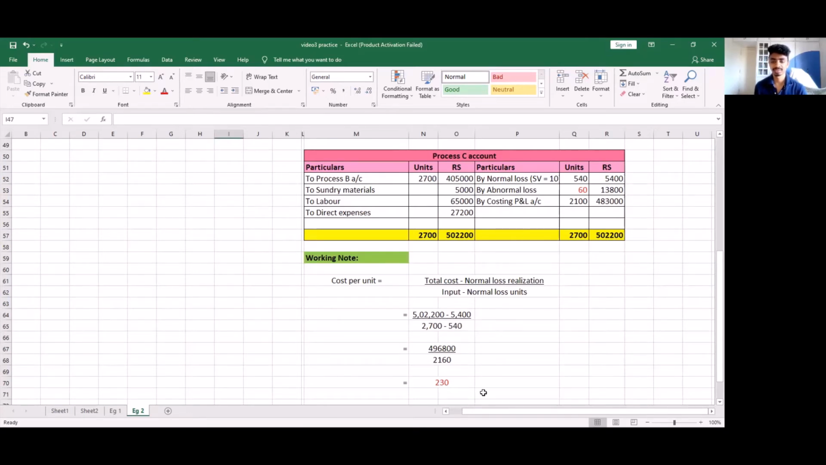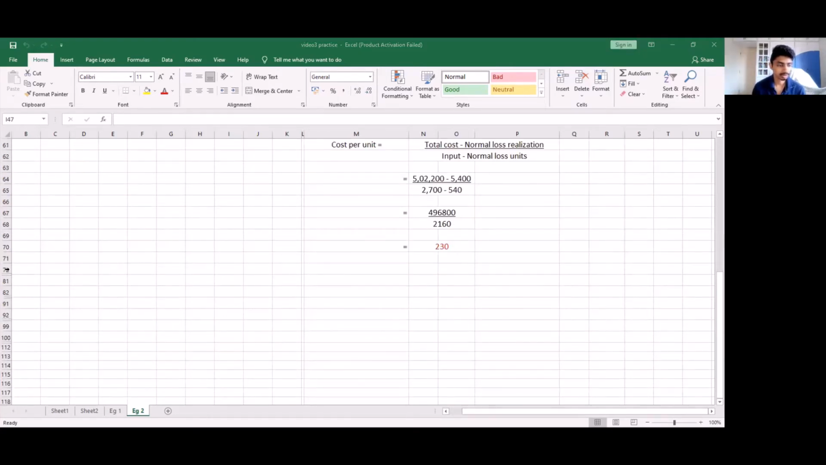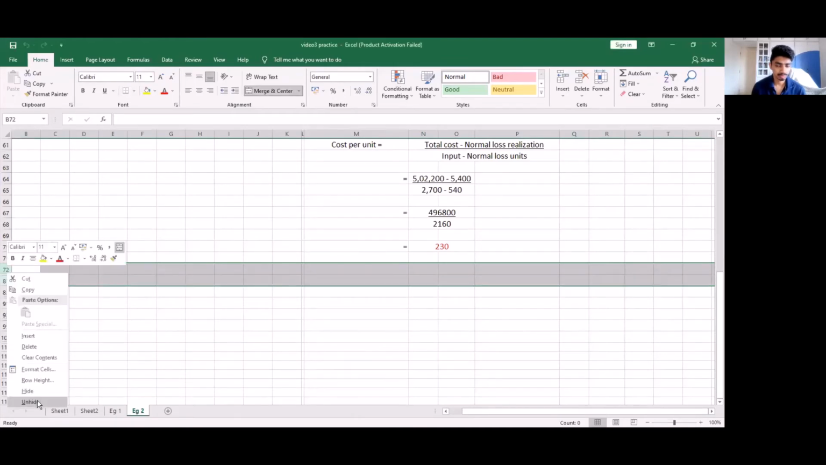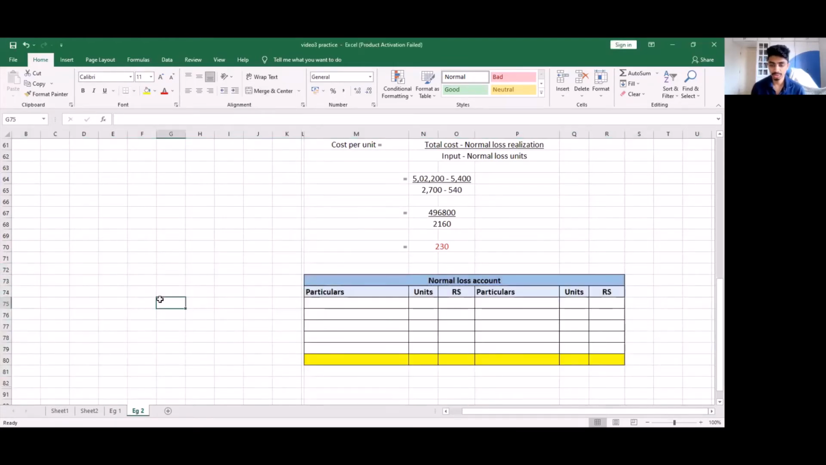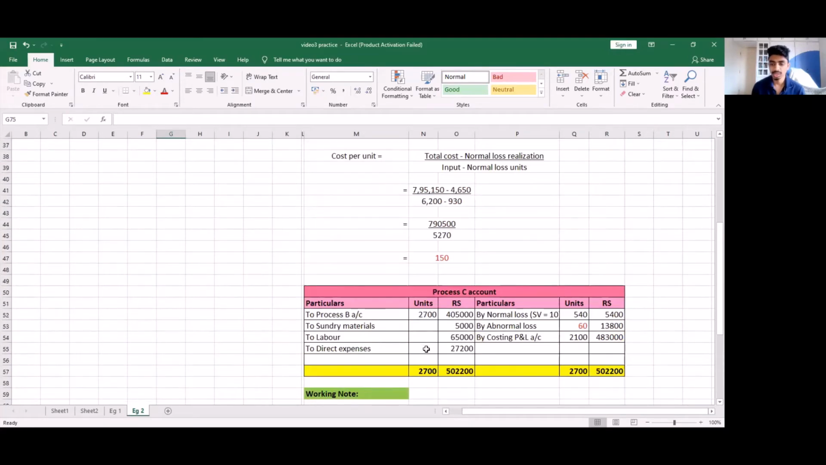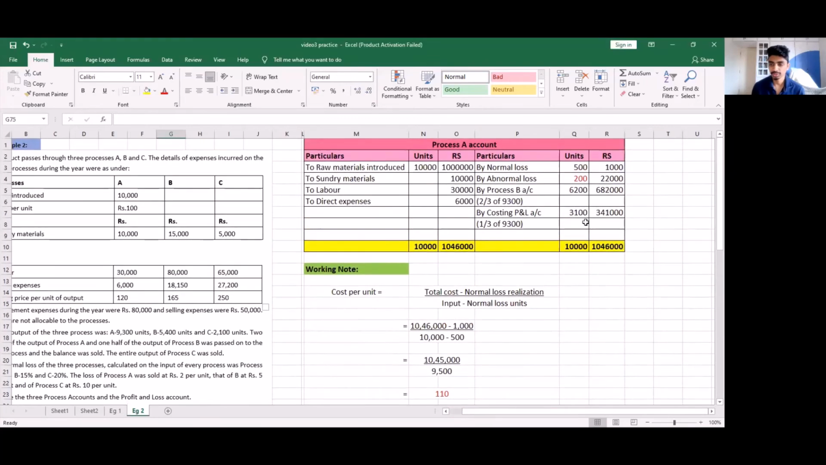So this is process C and our working note for cost per unit. So we have an abnormal loss of 60 units at an amount of 13,800 in process C. If you got this right, let's move on to prepare our normal loss account. Here we have our normal loss account, and first we will transfer our normal loss from all three process accounts. So from our first process account, we have a normal loss of 500 units at an amount of 1,000.